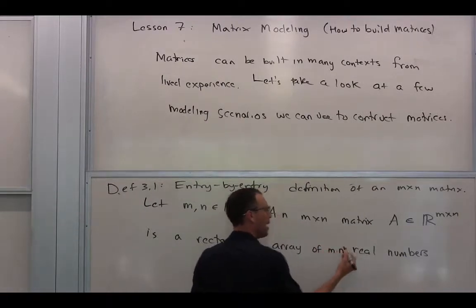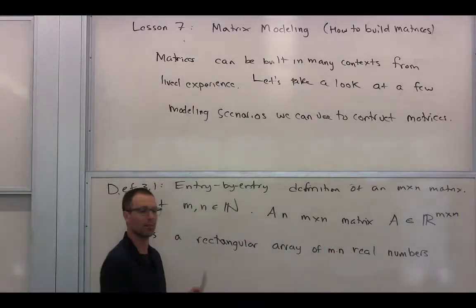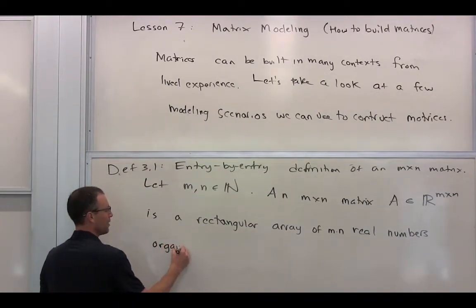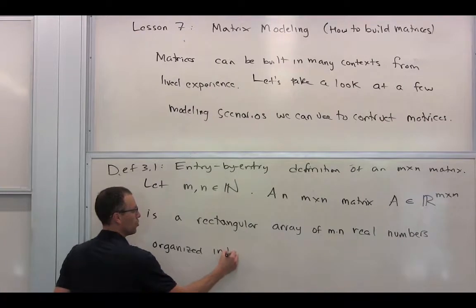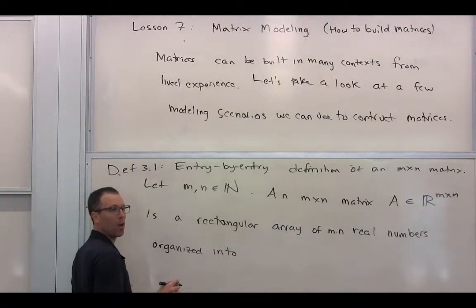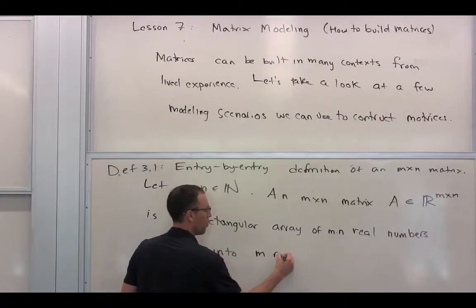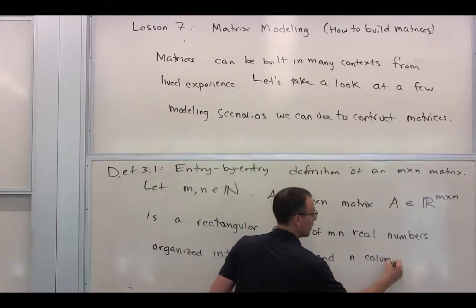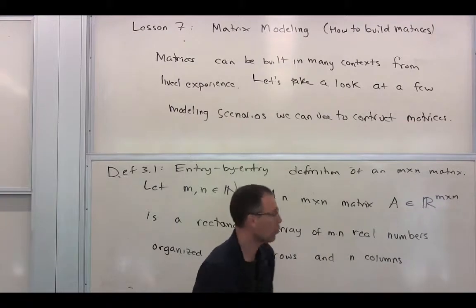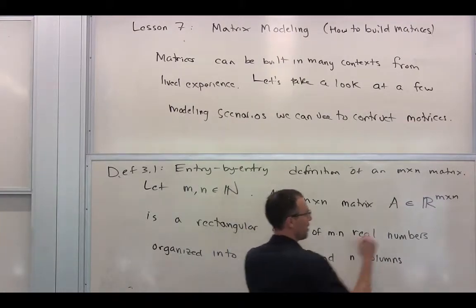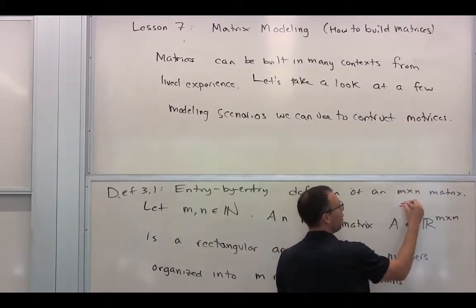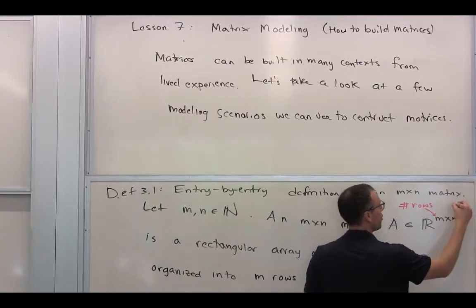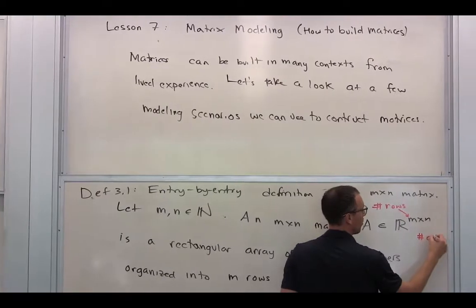We're going to need m times n scalars. This is a set of m times n scalars that are organized into, can you guess how many rows and how many columns? M rows and n columns. And when we're writing this m by n, what always comes first? Number of rows. And what comes second? Number of columns.